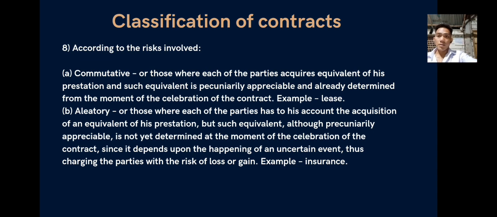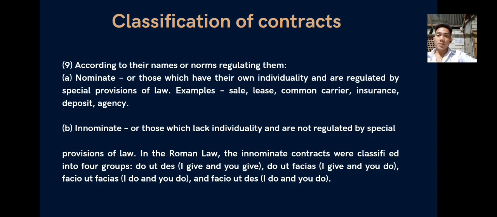Example is insurance. And the last classification of contract is according to their names or norms regulating them. Nominate, or those which have their own individuality and are regulated by special provisions of law. Examples are sale, lease, common carrier, insurance, deposit, and agency. And the innominate, or those which lack individuality and are not regulated by special provisions of law.